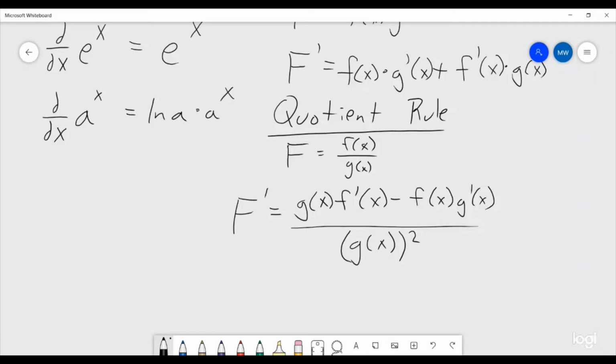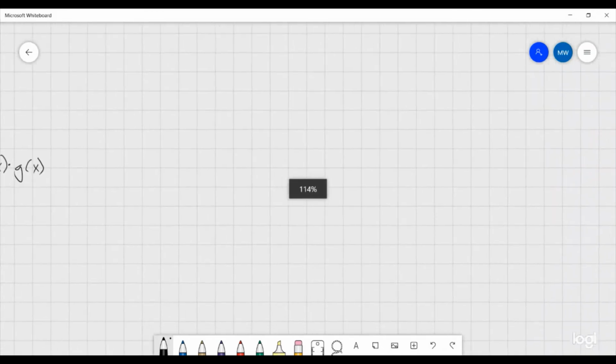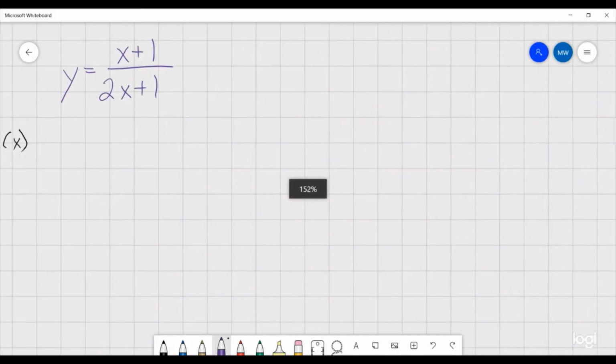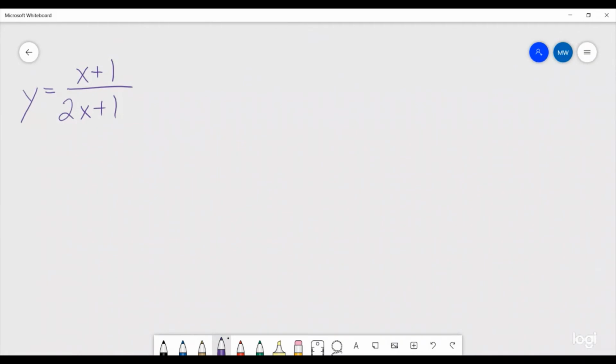We can go over finding inverse functions. Let's say that we are dealing with the function y equals (x plus 1) over (2x plus 1), and we want to find the inverse function of this. Currently we have it solved for y. To find the inverse function, we want to solve for x, so we want to get x equals something in terms of y.